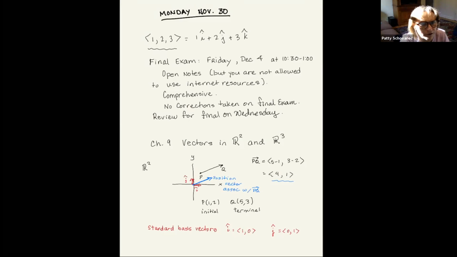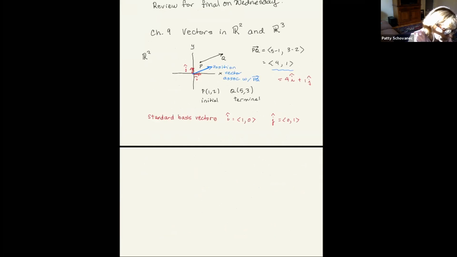And the idea is you can write any vector in terms of linear combinations of these, like vector PQ can be written as 4i plus 1j. So you'll see both writings. When we talk about three-dimensional space, three-dimensional vector space kind of looks like this. There's the y-axis, there's the z-axis, and then we draw the x-axis coming out of the page and then going back into the page. That one's the x-axis.